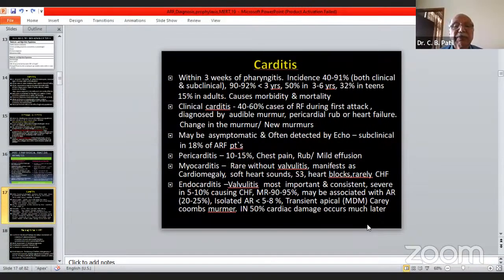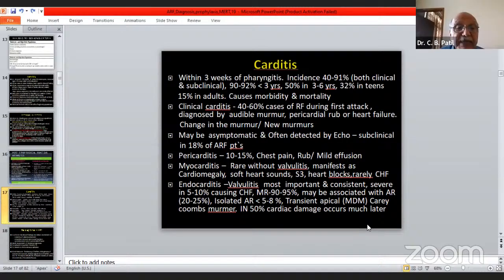Pericarditis occurs in 10 to 15%, usually with chest pain, pericardial rub or mild effusion. Myocarditis is rare without valvulitis, hence it manifests as cardiomegaly, soft heart sounds, a third heart sound may be heard, and heart blocks can be there. Rarely there can be heart failure also in myocarditis. Endocarditis, definitely, is very important, the most important and consistent.